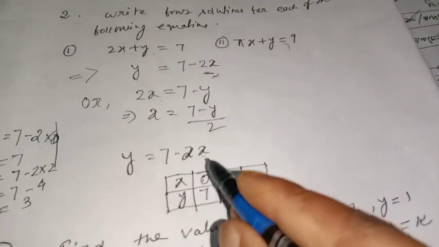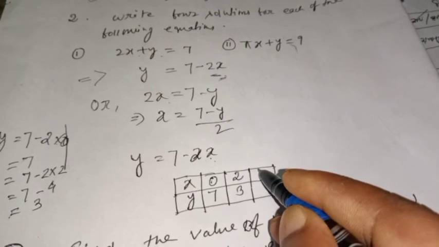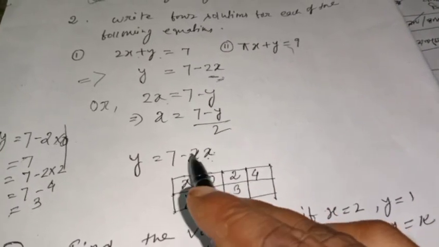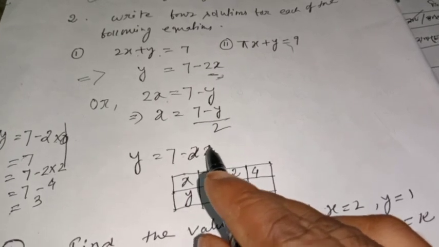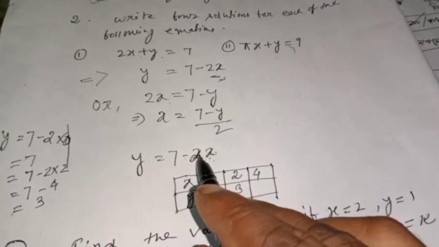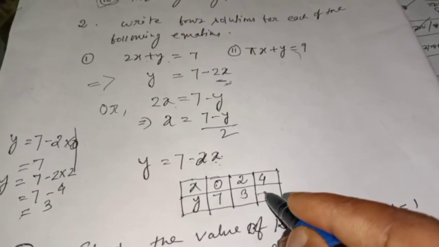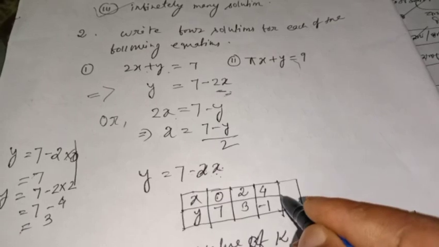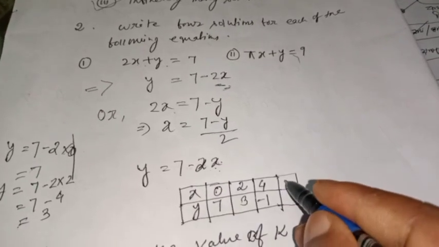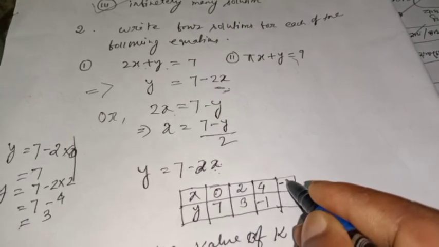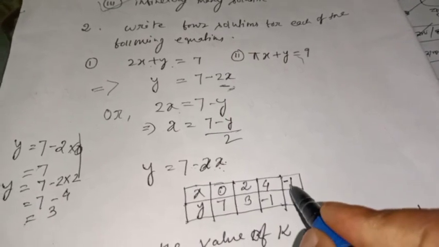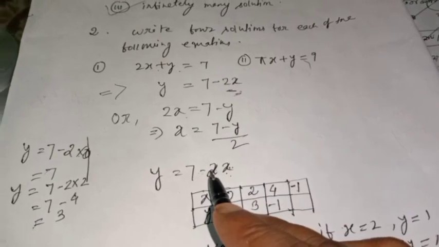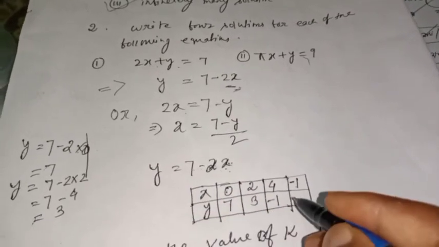Suppose I am going to take 4 in the place of x. 2 fours are how much? 8. Then 7 minus 8. Oh sorry, you need one more solution, no? 4 solutions you need. Okay, now a negative value, suppose minus 1. If you put minus 1 in the place of x, minus 1 times minus 2 is plus 2, then 7 plus 2 is 9.